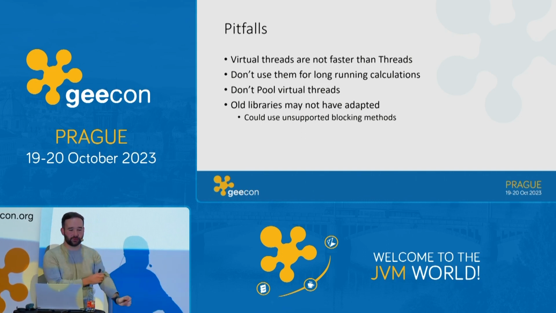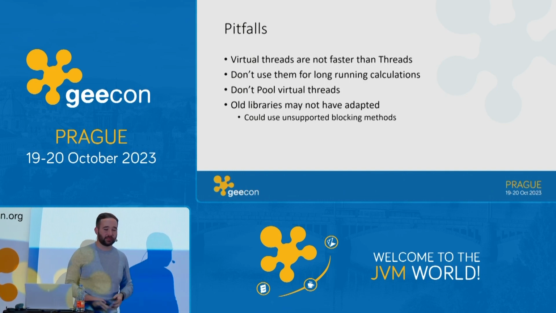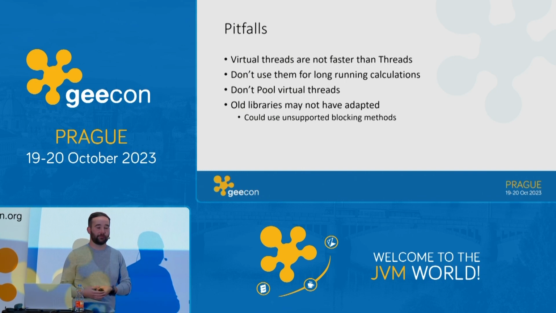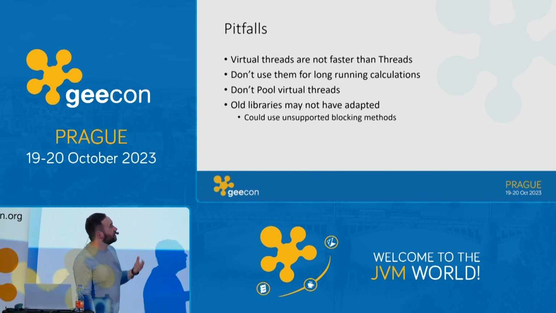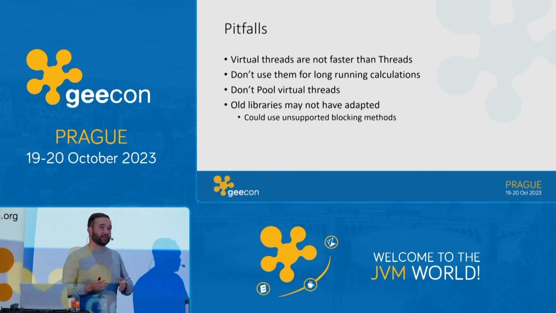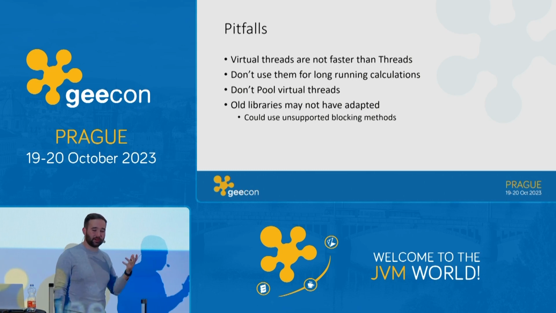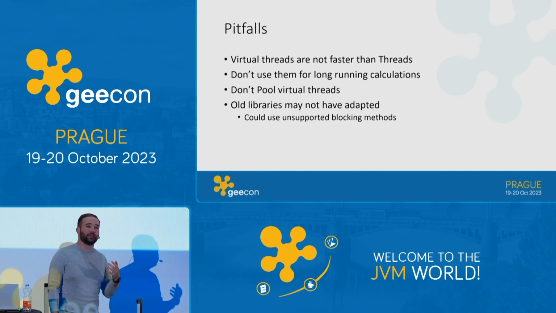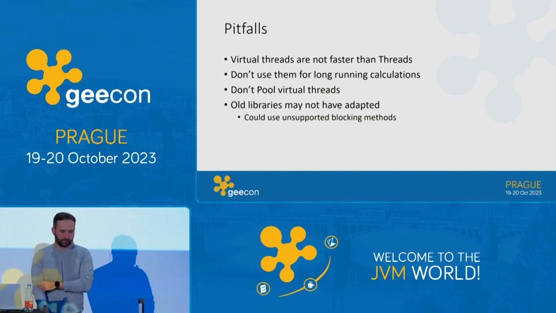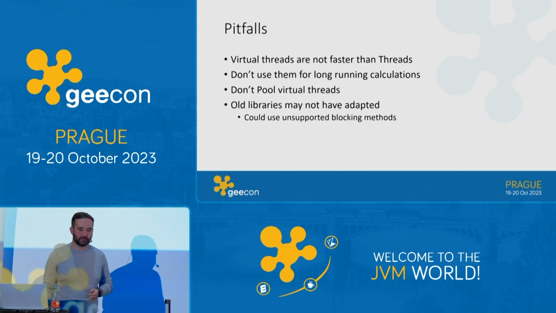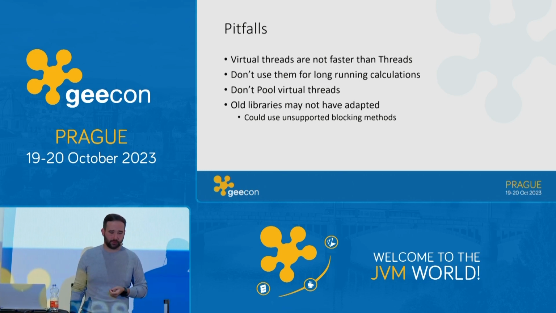Some of the pitfalls of virtual threads are that they aren't any faster than platform threads, because the virtual thread still runs on a platform thread. And it only works very well when they have blocking methods, so when they are blocked, they can be taken off. If you're using them for long-running calculations, your virtual thread will never block, so it will be stuck on the carrier thread. So you can never have the switching, the mounting and unmounting part. So don't use it for long-running calculations, because it could impact your performance.